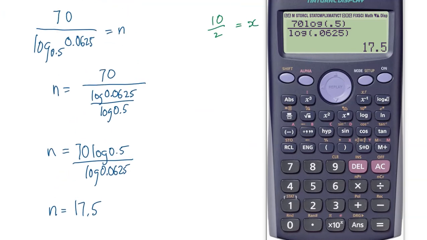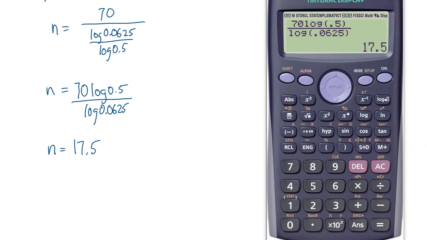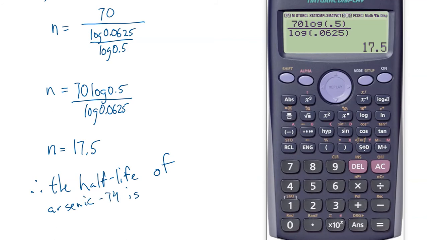Okay, so I punched that into my calculator. I got exactly 17.5. Therefore, the half-life of arsenic 74 is 17.5 days. Yeah.